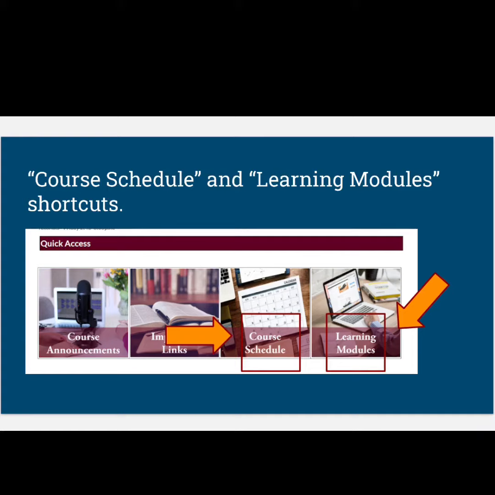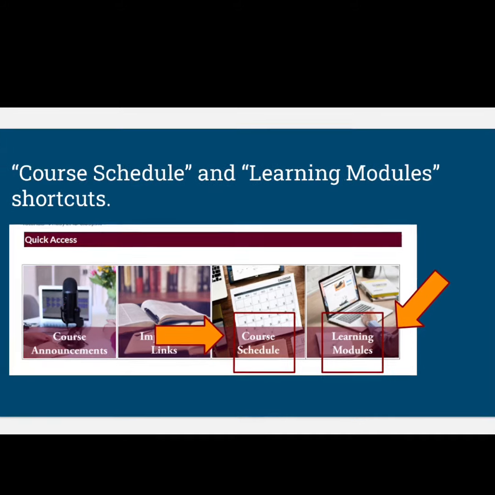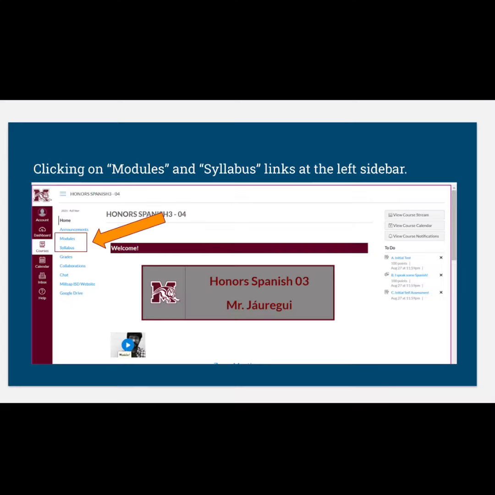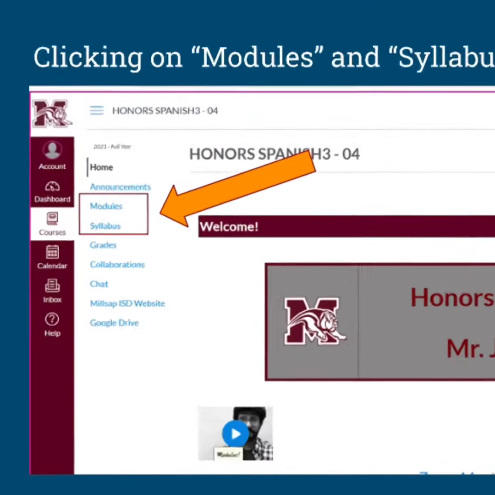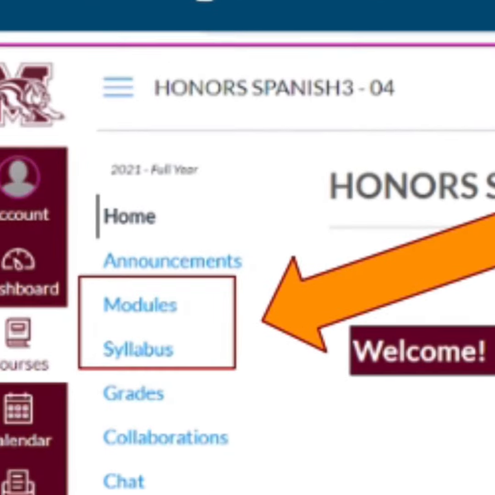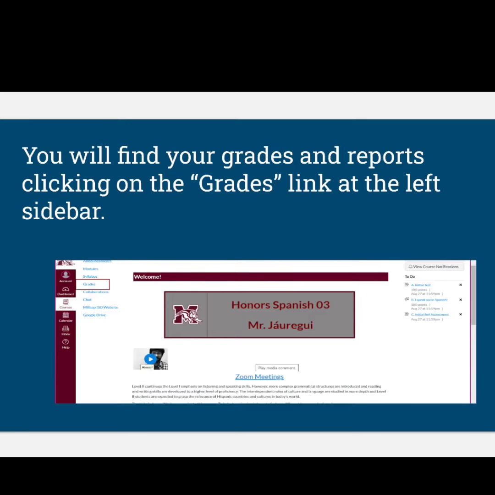You can also find your activities in the course schedule and the learning modules shortcuts on the main page. You will be able to find your activities and assignments also by clicking on the modules and syllabus links on the left sidebar. That's crazy, they are everywhere.